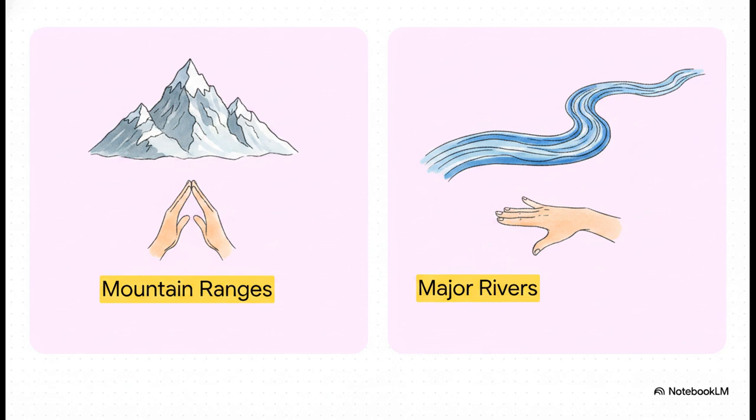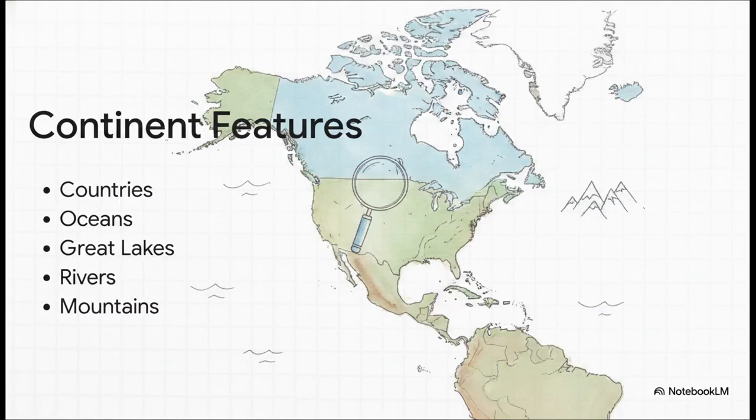Now make a squiggly, flowing line with your hand moving across your desk. Awesome. That is your river. Our source material tells us that a truly certified explorer can label a simple map completely from memory. And honestly, by the end of our academy today, you're going to be able to point out North America's countries.